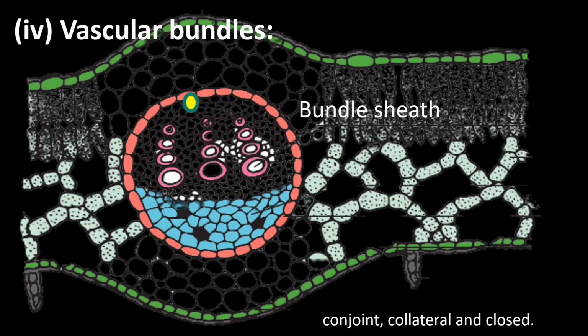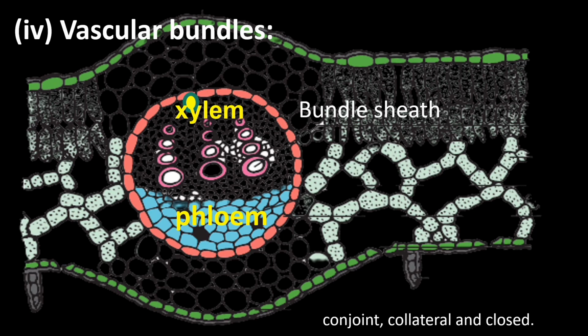Vascular bundles are conjoint. Xylem is found towards the upper epidermis, phloem is found towards the lower epidermis. Xylem and phloem are arranged side by side on the same radius, so the vascular bundle is called conjoint. Only one side of the xylem is covered by phloem, so the vascular bundle is collateral. There is no cambium, so the vascular bundle is called closed. Vascular bundles are conjoint, collateral and closed.